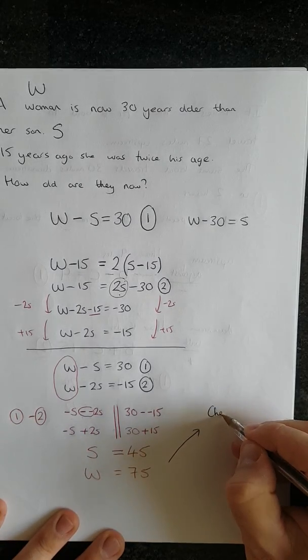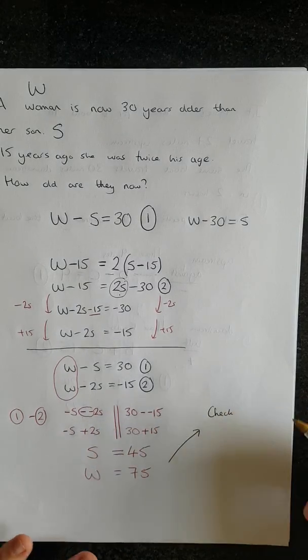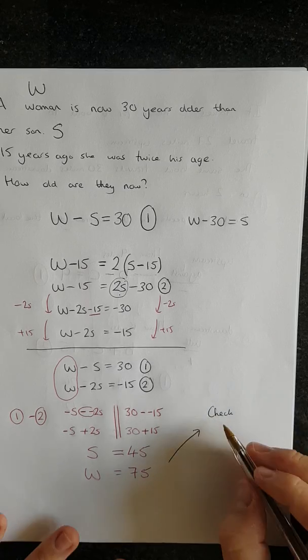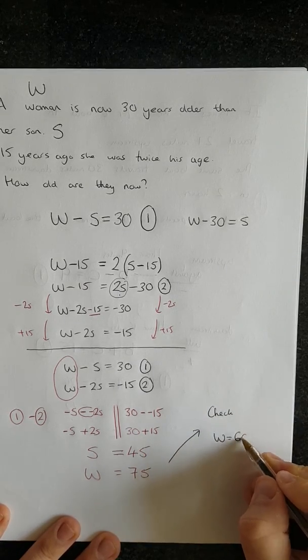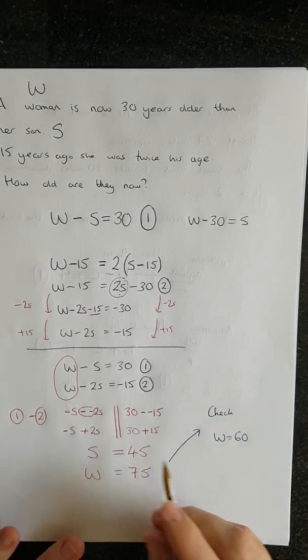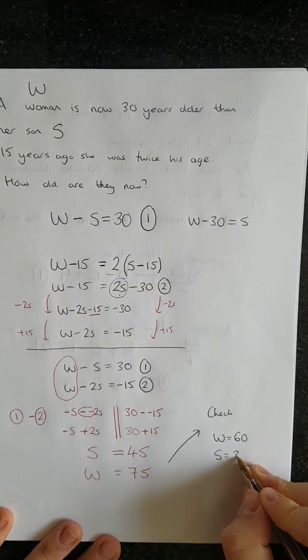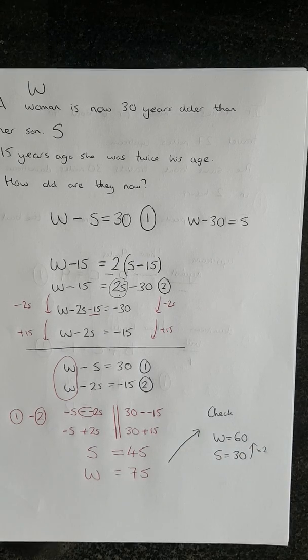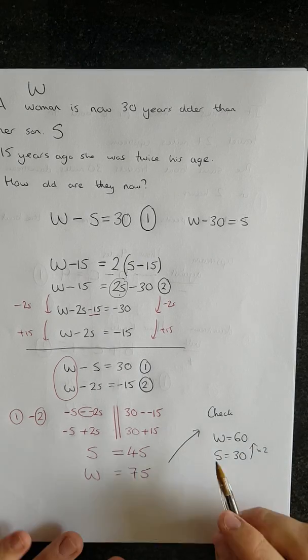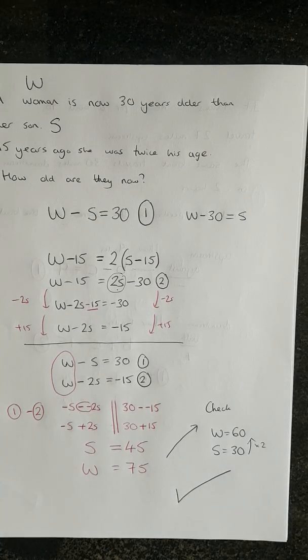Now let's do a check. 15 years ago, she was twice his age. So take 15 off hers and you get 60. Take 15 off his and he was 30. So she was twice his age.